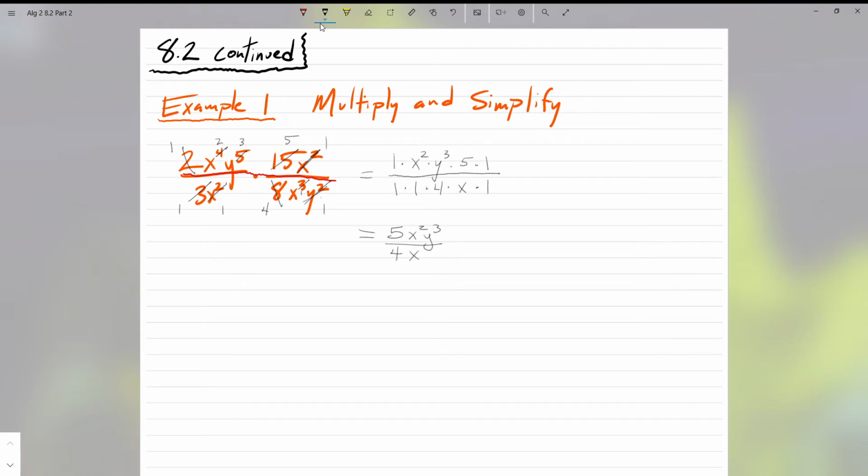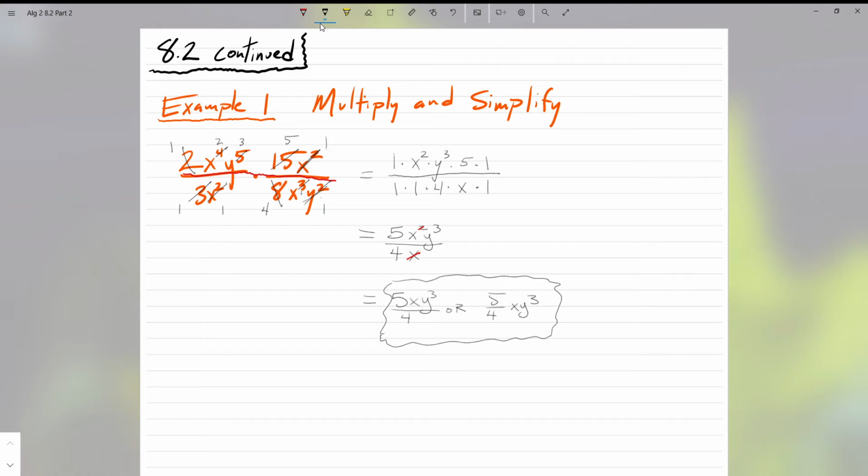And then I can actually simplify that down a little bit, where the x squared on the top and the x on the bottom can reduce. I can remove 1 away from each one of those. And then that would leave me with, I can write this a couple ways, 5x to the first y cubed over 4. Or some people like to write the number as a separate multiplier. So you could write 5/4 and then x y cubed. Both of these would be considered correct simplified answers.